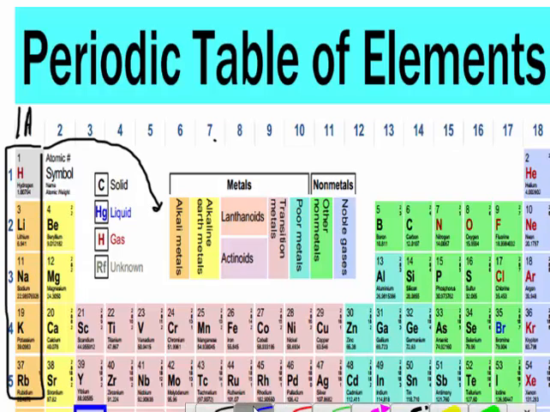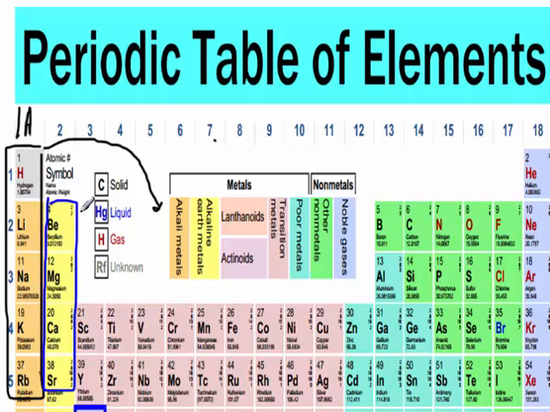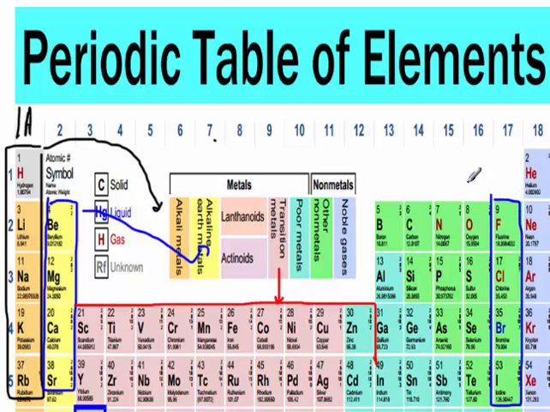The next group, or family, is called the alkaline earth metals. This whole section here, which we know to be the elements that have d orbitals, is called the transition metals. And this group is called the halogens.